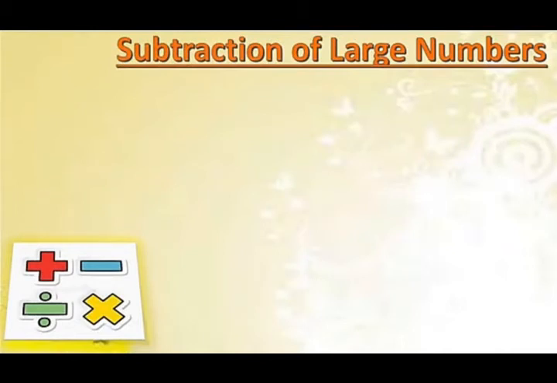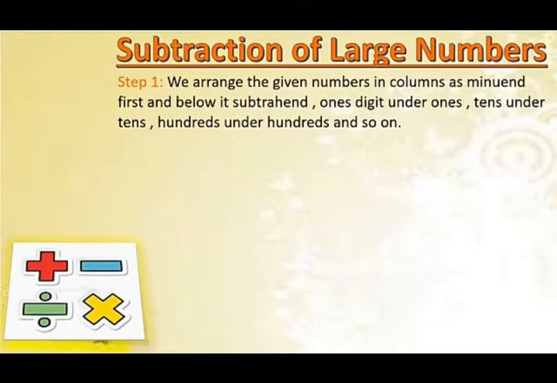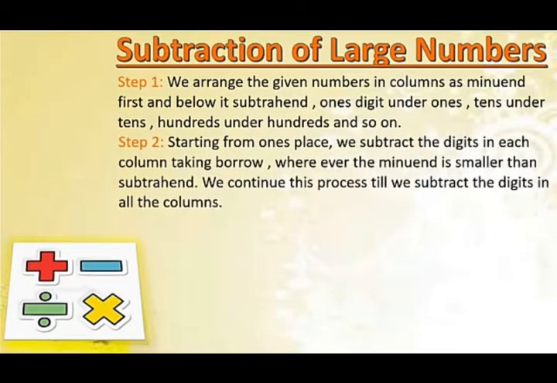Subtraction of large numbers. Again children, we have already learned the subtraction of two numbers by arranging them in vertical column. Let us practice it with large numbers. Step 1. We arrange the given numbers in columns as minuend first and below it subtrahend. Ones digit under ones, tens under tens, hundreds under hundreds and so on. Step 2. Starting from ones place, we subtract the digits in each column taking borrow wherever the minuend is smaller than subtrahend. We continue this process till we subtract the digits in all the columns.